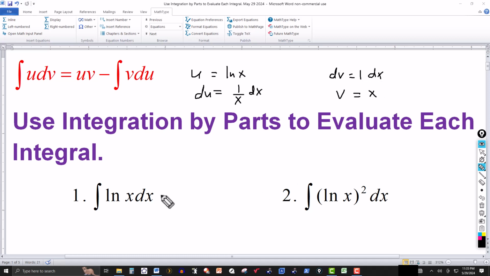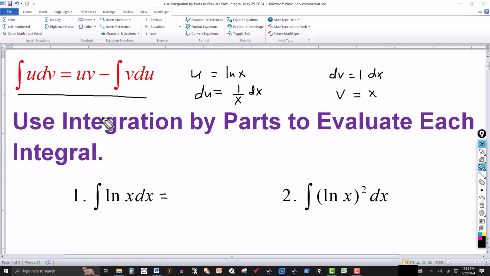So then this is equal to, and this is your formula now. u will be something you differentiate. So you have to pick these appropriately so they come out nice. And dv has to be something that you can integrate. You can always integrate 1 with respect to x. That's why I picked the 1 over here.